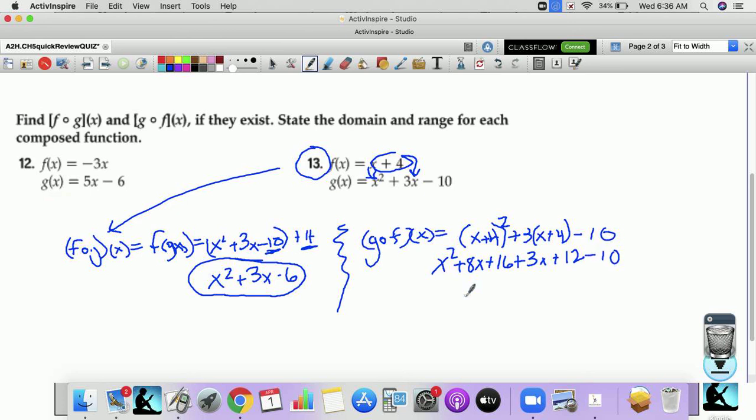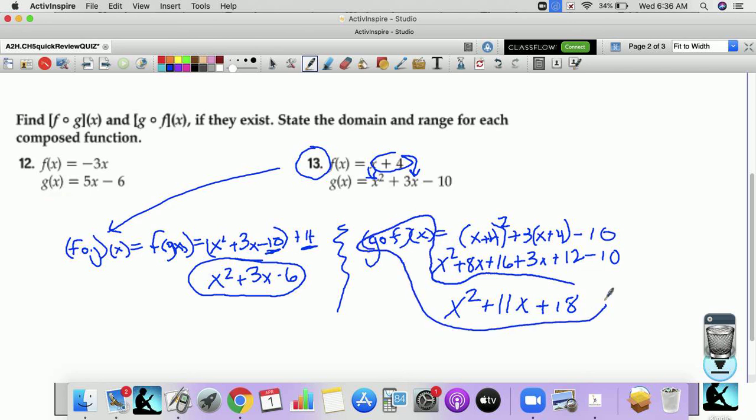I'm going to go highest to lowest power, so it's x squared. Then I have 8x and 3x for a positive 11x. I have 16 plus 12, which is 28. 28 minus 10 is positive 18. And this is my answer for the second one. Okay. And I'd have to graph it to figure out the domain and range. Okay. All right. So now let's talk about our last topic.